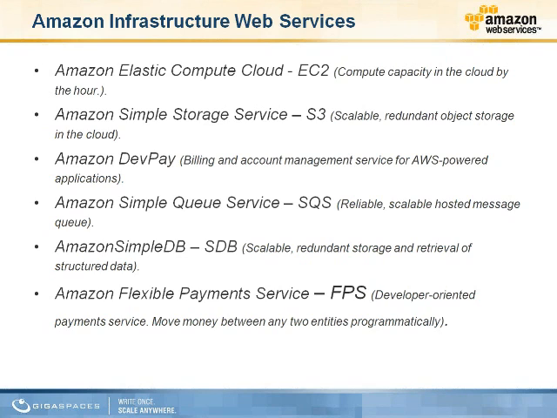Okay, so this is a catalog of some of our more popular infrastructure class web services. The first service is called EC2, the Elastic Compute Cloud. The idea here is you can rent servers from us, virtual servers from us by the hour, to get compute capacity on an as-needed basis.